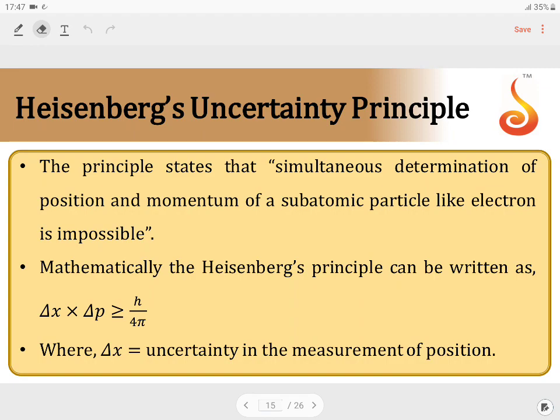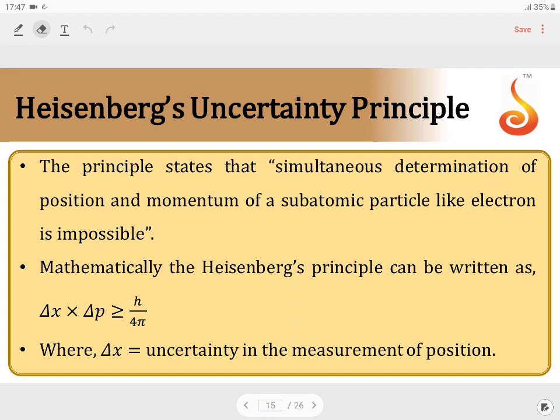In Bohr's theory, we have studied what the drawbacks of Bohr's atomic model are. In Bohr's theory, electrons revolve around the nucleus in a circular path having fixed energy. They are known as orbits. It also says that the angular momentum of an electron in a given orbit is mvr equal to nh by 2 pi. So in Bohr's theory, it clearly mentions that you can locate the position of the electron at any instant of time.